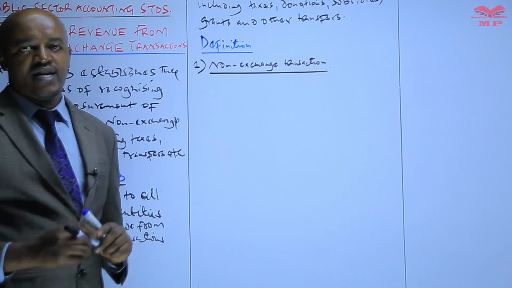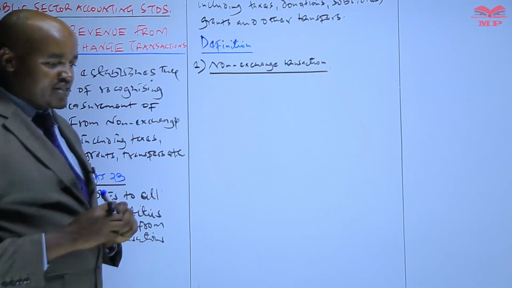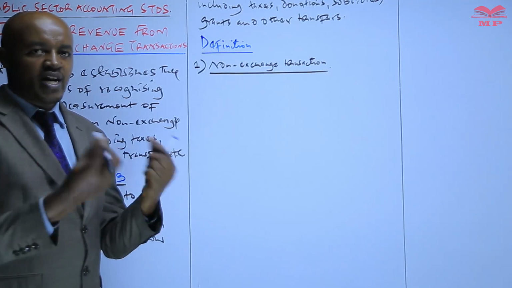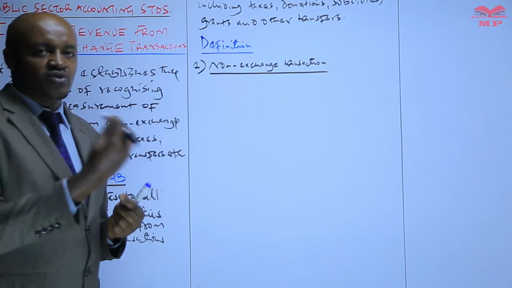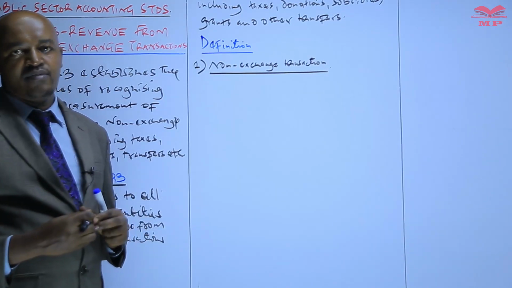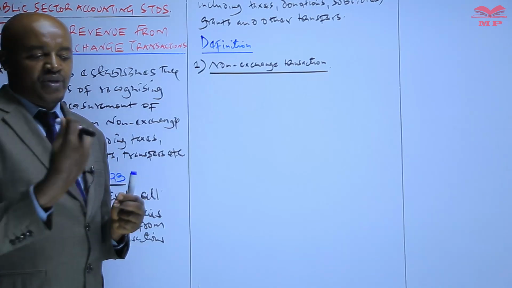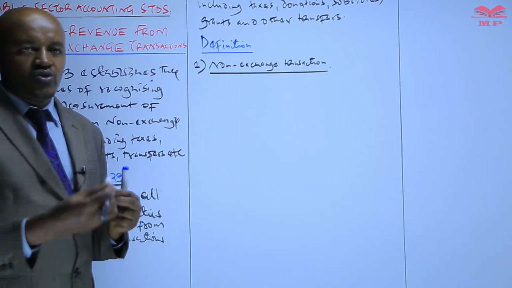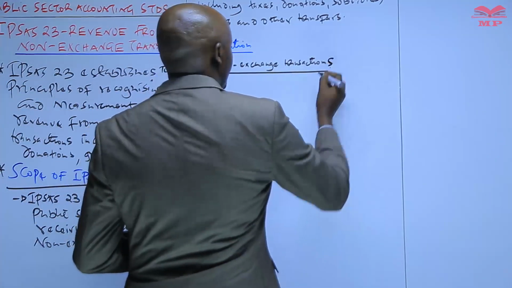That is a non-exchange transaction. Another good example of a non-exchange transaction is where the national government transfers money to the county government, and it is obvious that the national government is not receiving services or goods from the county government as a result of the money which has been transferred. All those are good examples of non-exchange transactions.